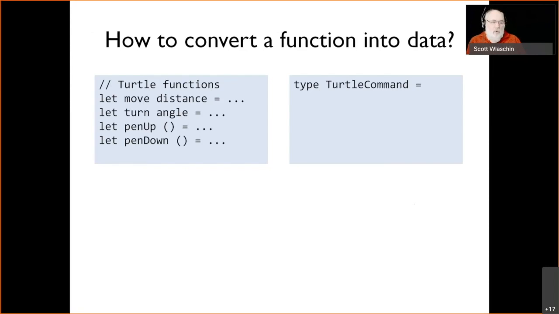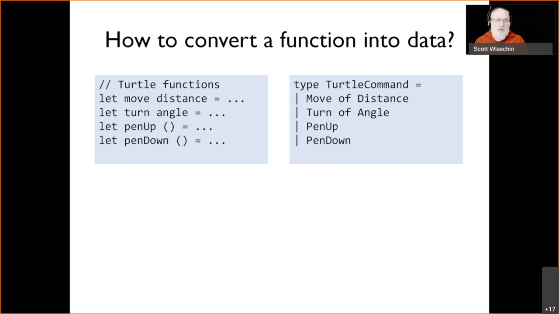Well, I will just create a choice. And for each function I want, I will create a choice which represents that function. So instead of calling the move function, I'll create a choice of the data structure, and in that choice there will be some distance that I want it to move. And I'll have a turn option, and in that turn there will be an angle I want you to move. So there'll be 4 different choices in my data structure, and that is what I'm going to use as a command.